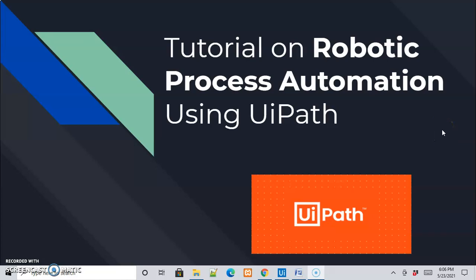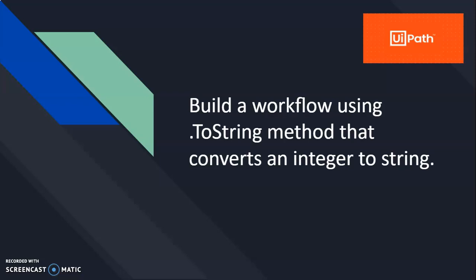Hello and welcome to the tutorial on robotic process automation using UiPath. So in this session, we will consider an example to build a workflow using the .ToString method that converts an integer to a string. Initially, in this workflow, we will read the name and the age of the user, and then get the year of birth of the user, and then represent the same thing by making use of the .ToString method, which will convert the integer to a string.